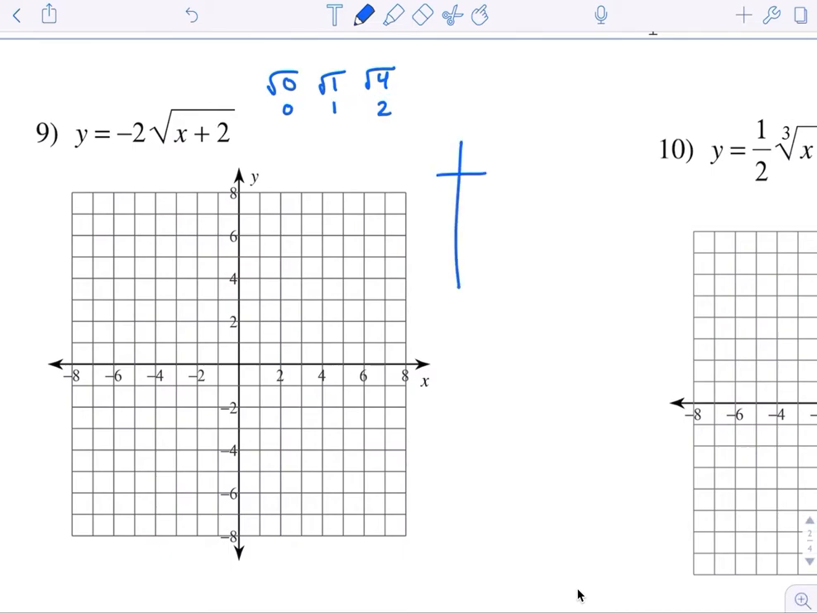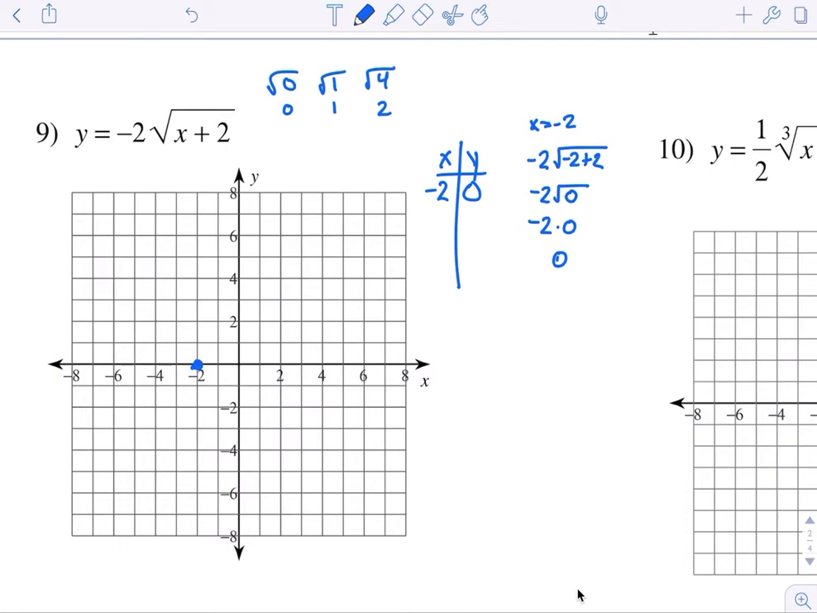So xy table. Okay, now I know in order for this to be the first perfect square of 0, I'm going to set x to be negative 2. So if you substitute x into our function, we're going to get -2 square root of -2 plus 2, -2 square root of 0, -2 times 0, which is just 0. So -2 comma 0. This is when x is equal to -2.